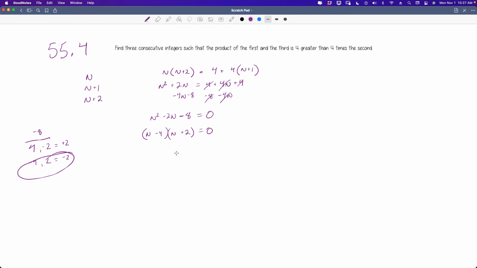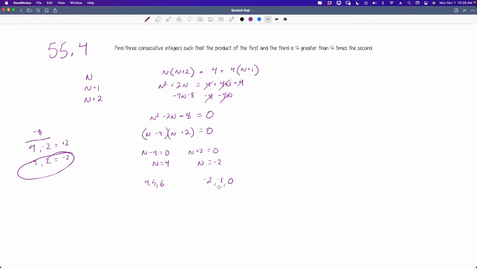All right. Now that we have this, we can set them both equal to 0. We can say n minus 4 equals 0, so n would be equal to 4. Or n plus 2 equals 0, so n would be equal to -2. So we have two sets of consecutive integers here. We could have either 4, 5, and 6, or we could have -2, -1, and 0. All right, as our result.